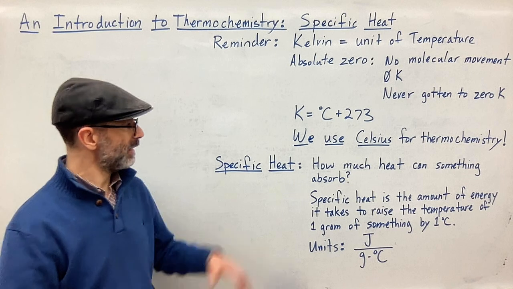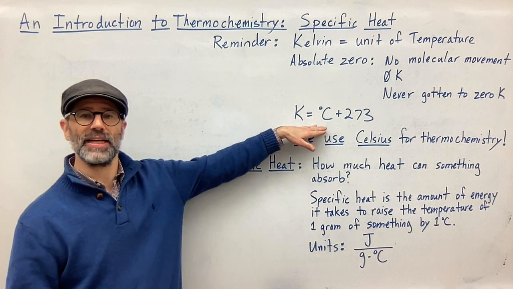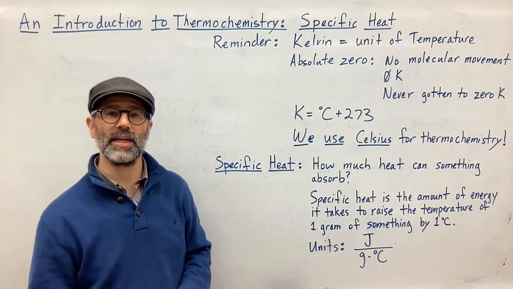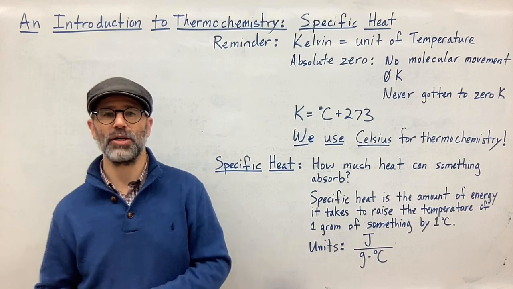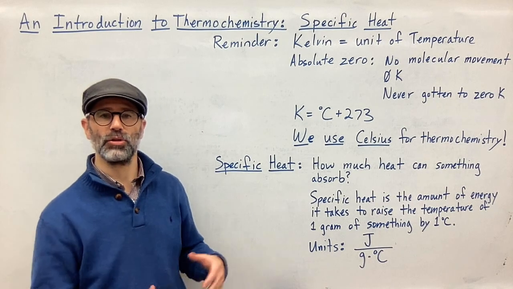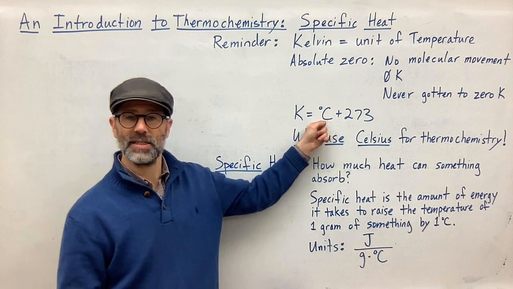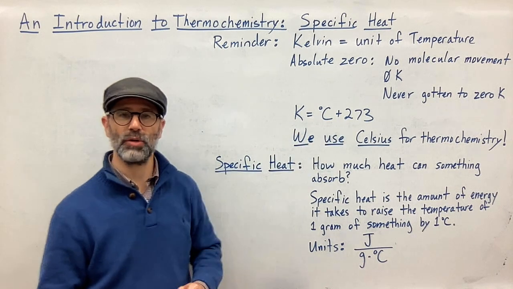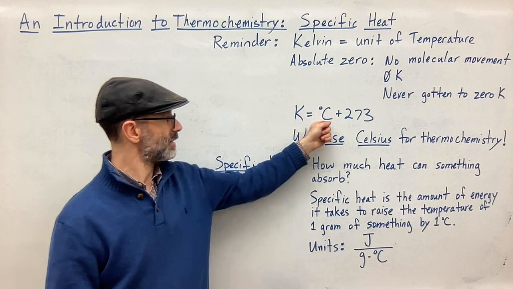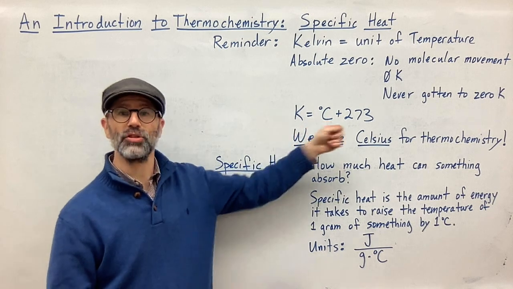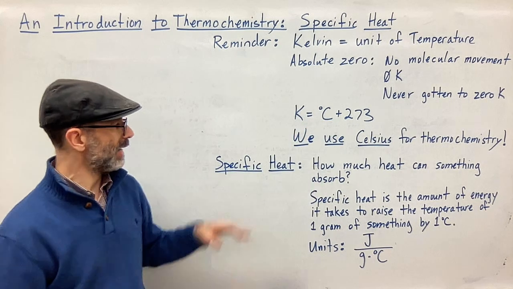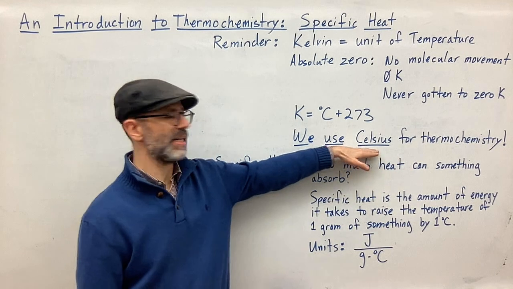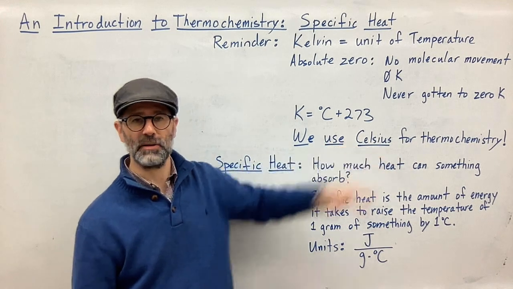Another reminder is that this equation here is helpful for converting between the Kelvin scale and degrees Celsius. So K is equal to whatever degrees Celsius they give you plus 273, or to get degrees Celsius from Kelvin, you subtract 273. In thermochemistry, we are going to be using degrees Celsius, not Kelvin.